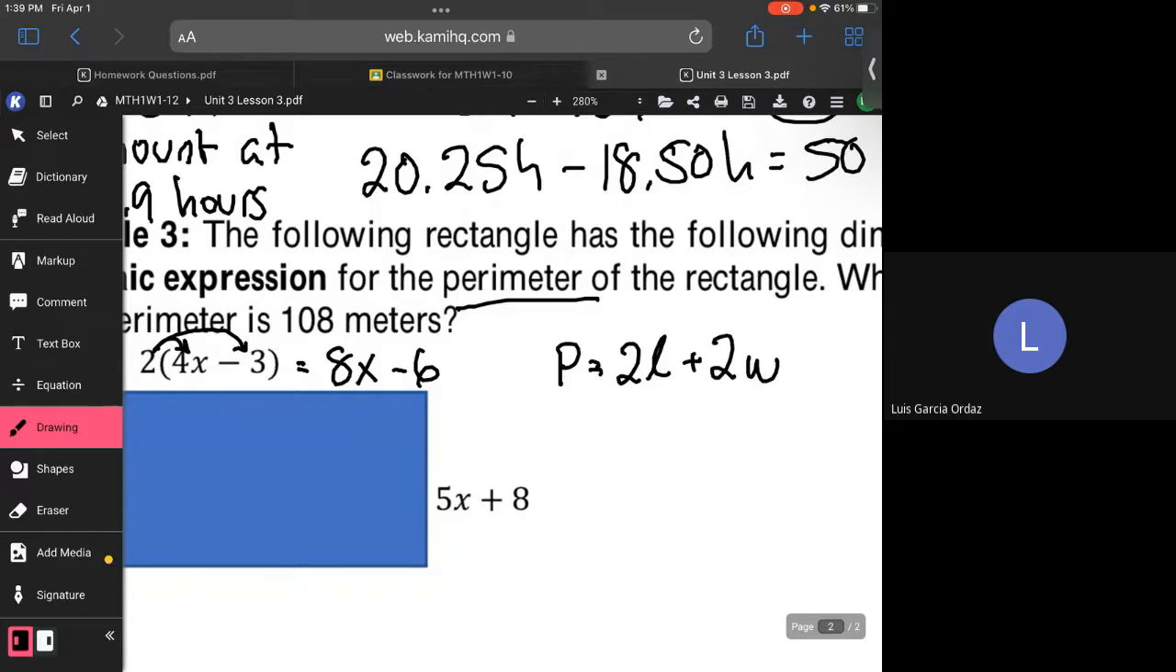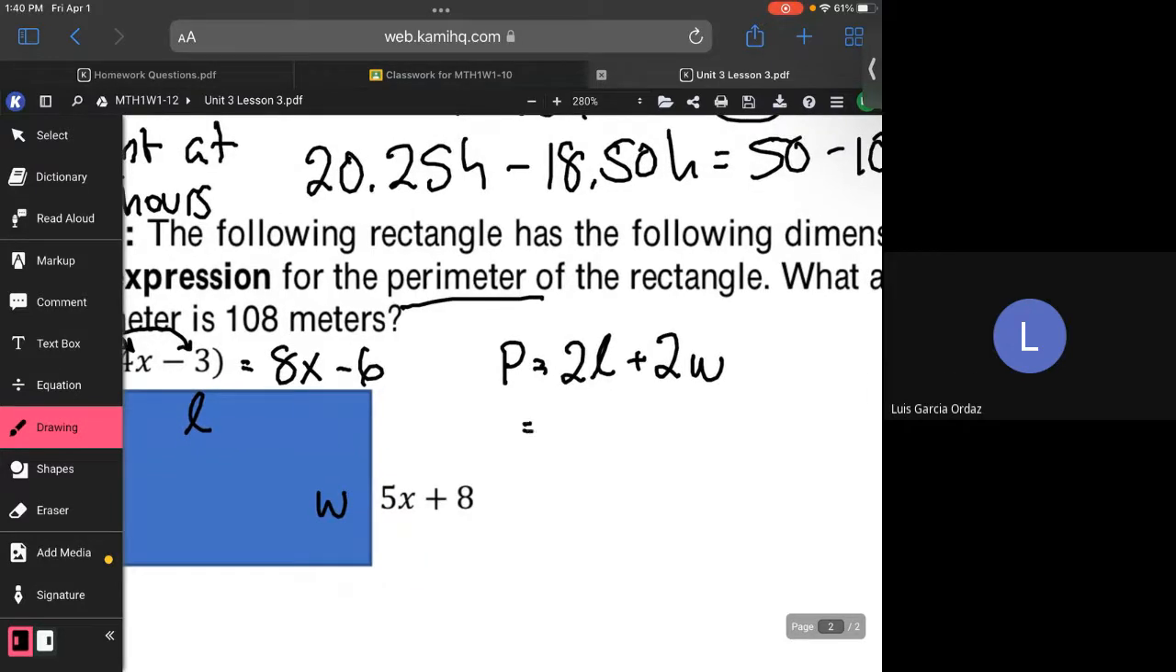So which one do you want to be my length? Not that it matters. You can interchange both. Do you want 8x minus 6 or 5x plus 8 to be my length? The second one. 5x plus 8. Okay, we'll do this as length and we'll do this as width. You're going to get the same thing anyways if you distribute. So 2 times 8x minus 6 plus 2 times 5x plus 8.